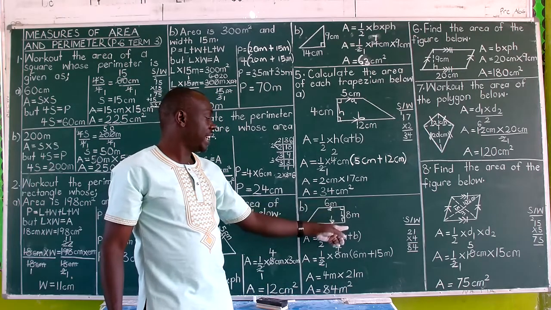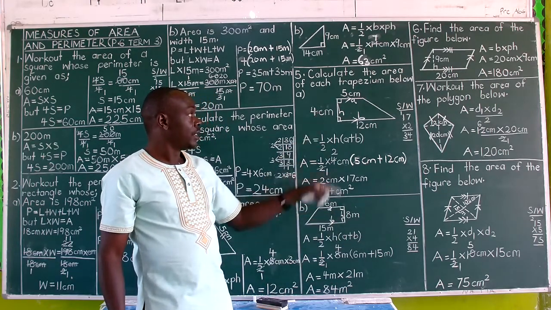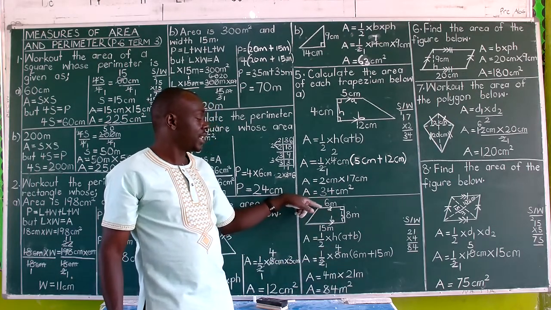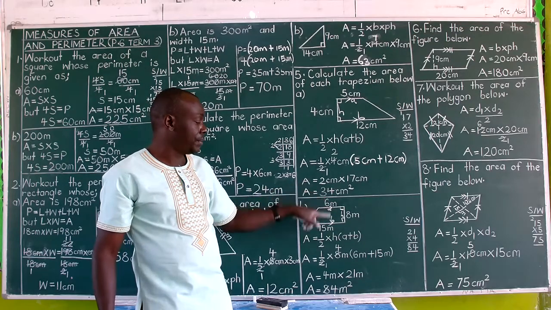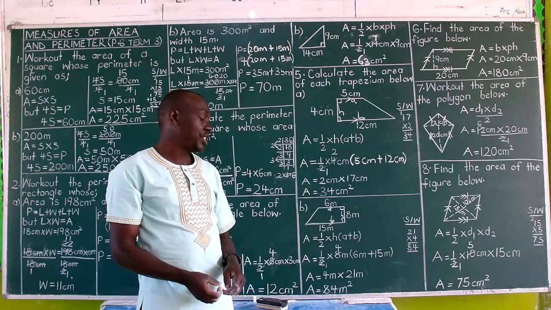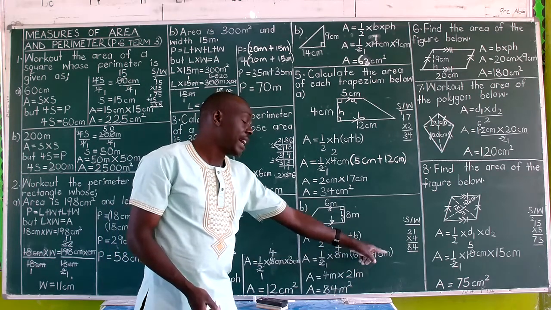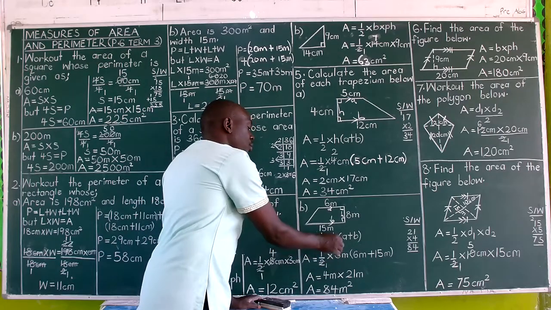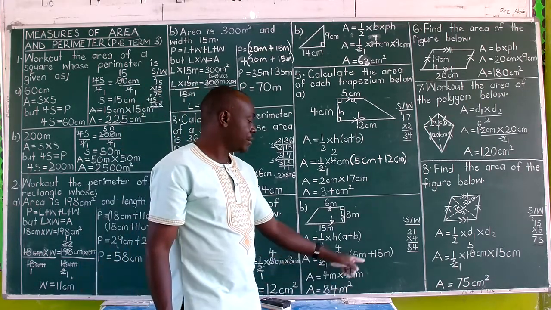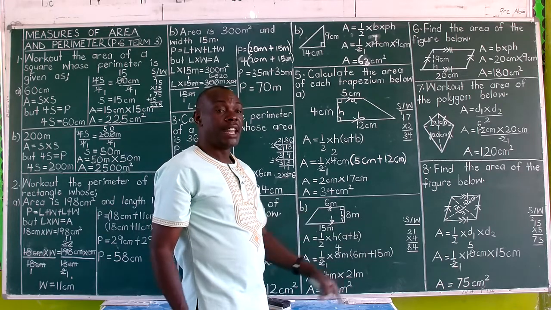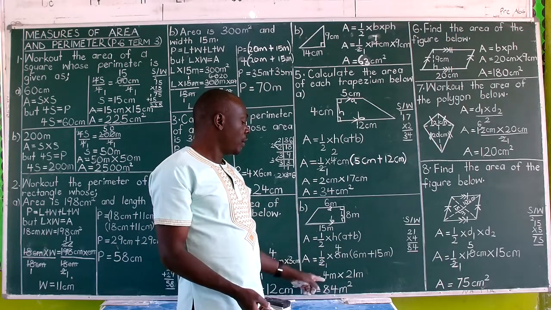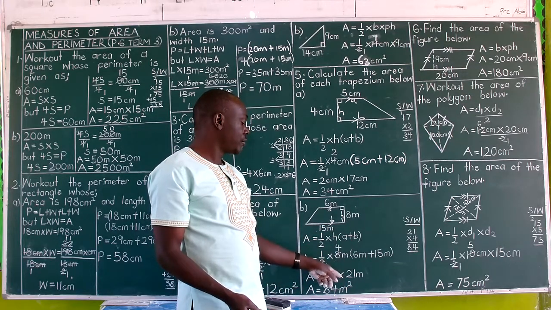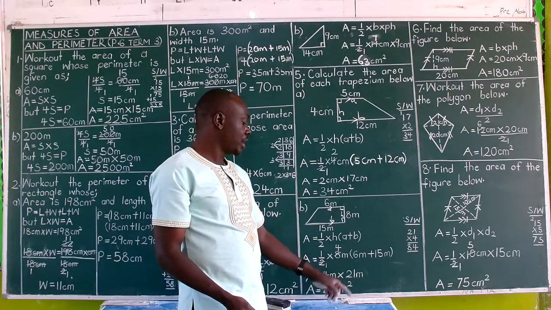So a half times 8 meters. These are meters. The former one had centimeters. Please maintain the units. Into A, the shorter parallel side is 6 meters, then the longer is 15 meters. So into 6 meters plus 15 meters, then you cancel by 2 once, 8 by 2 gets 4. So 4 meters times the sum. What's 6 plus 15? You get 21. So 4 meters times the sum, which is 21 meters.